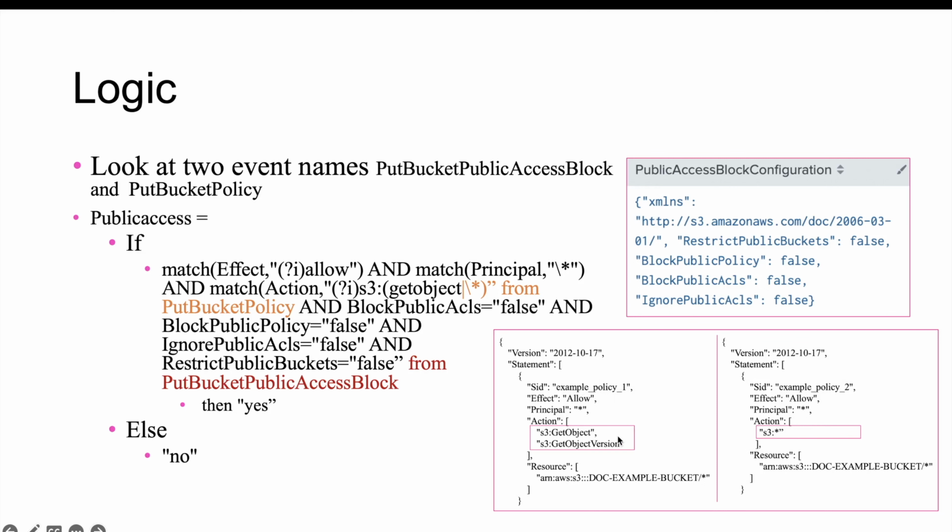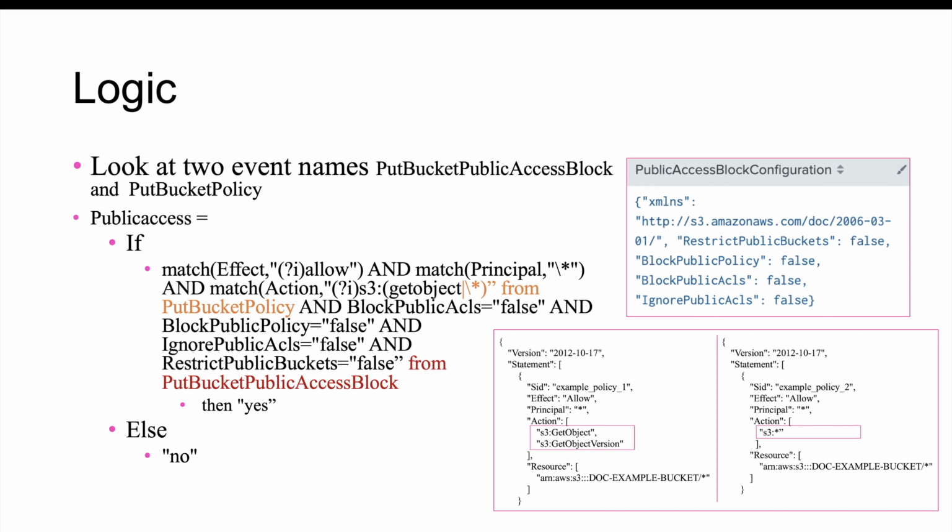The left side shows that the bucket is exposed to public, but any user can perform only these two actions. On the right side, the same bucket is exposed to public, but the user can perform any action on this S3 bucket. Logic to detect S3 buckets that are exposed to public.